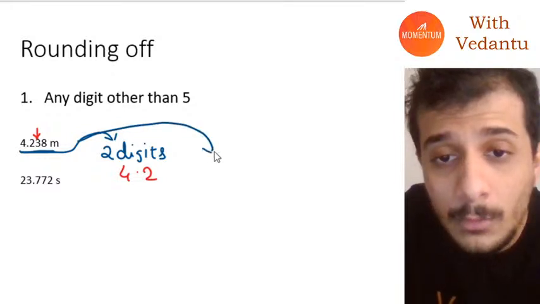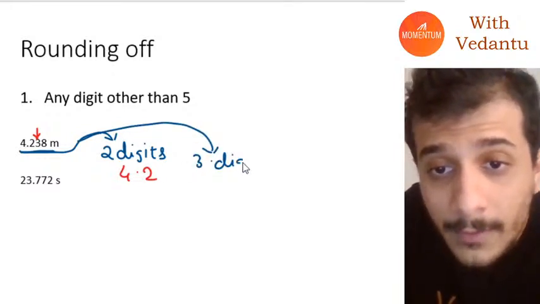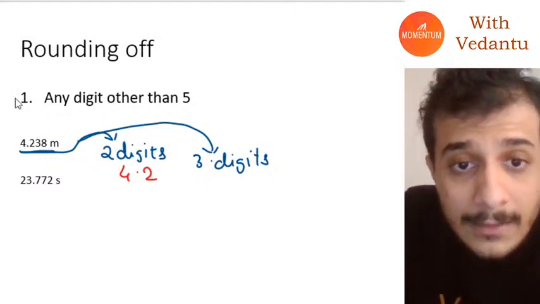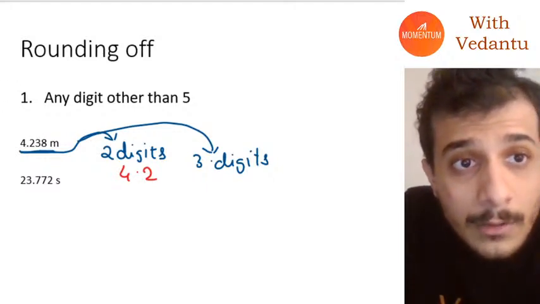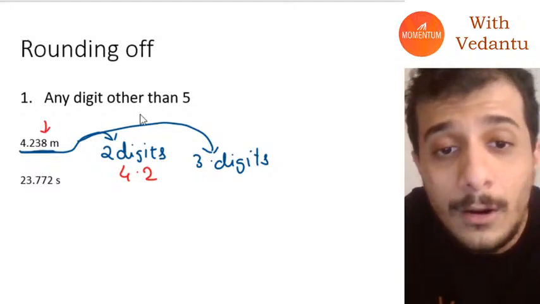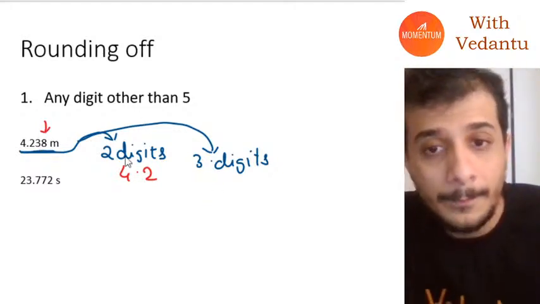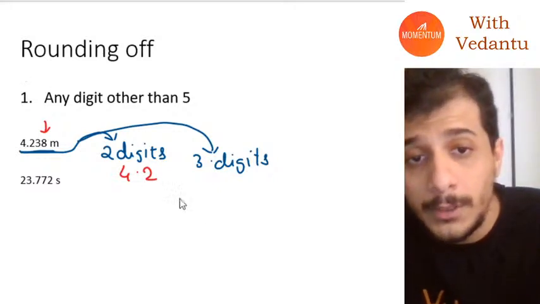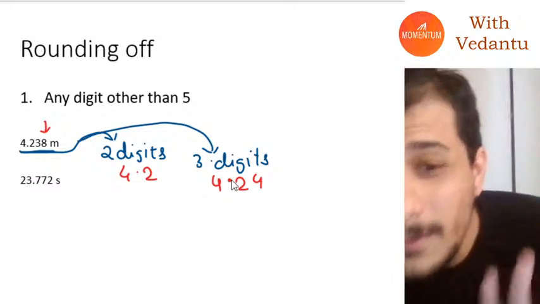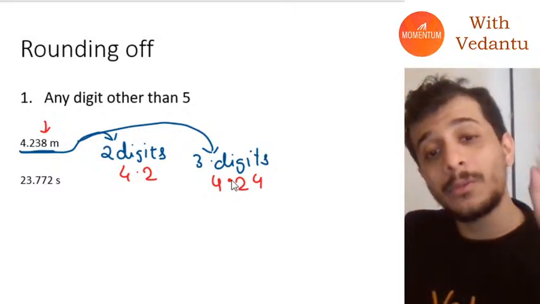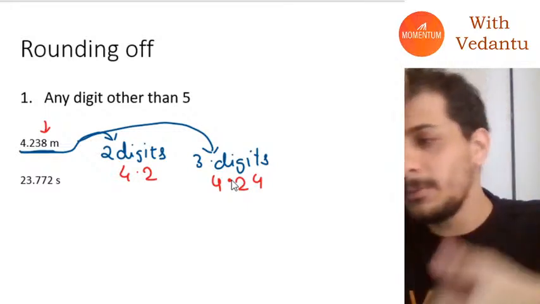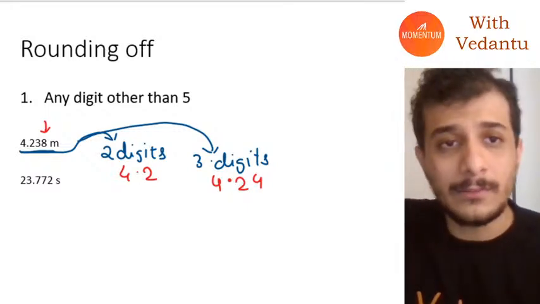If I have to round it off to 3 digits, then in this case I will not look at the third digit. I will look at the fourth digit. Now, since this is more than 5, I will round it off to 4.24. I think this part is very, very simple. Everybody understands if you have to round it off to 2 digits or 3 digits. If you understand, give me a thumbs up in the chat.